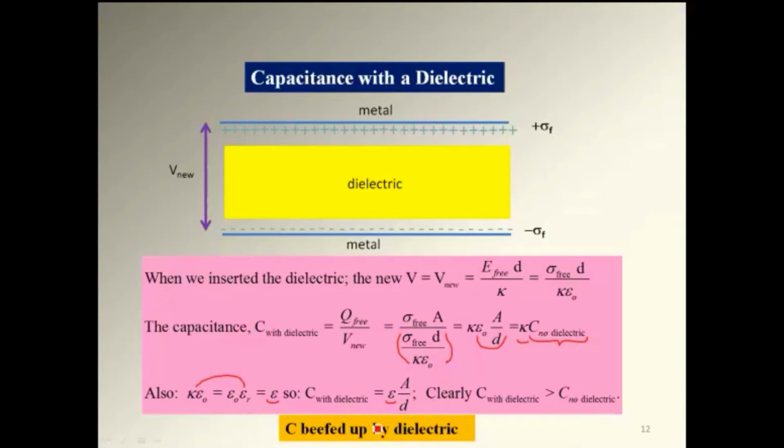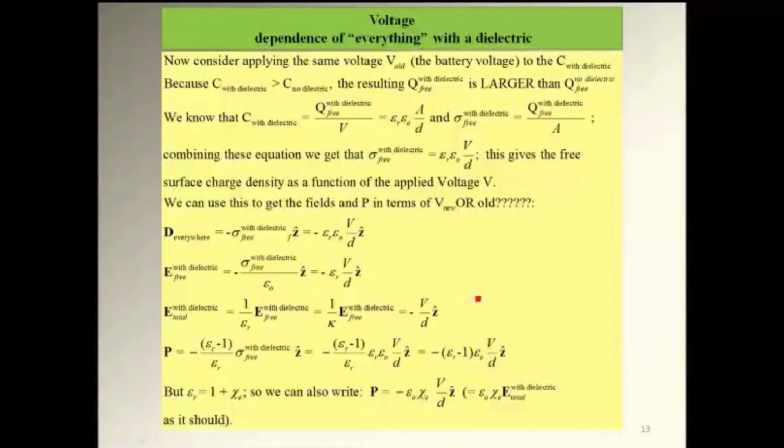So this is what we mean by beefing up the capacitance by using a dielectric. This is how the voltage depends on all the parameters that we're talking about. How does the voltage interact with these various fields and so on? So what we're going to do is consider the old voltage, which is what we apply. That will be the battery voltage. And we're going to apply it, for example, to the C with the dielectric.